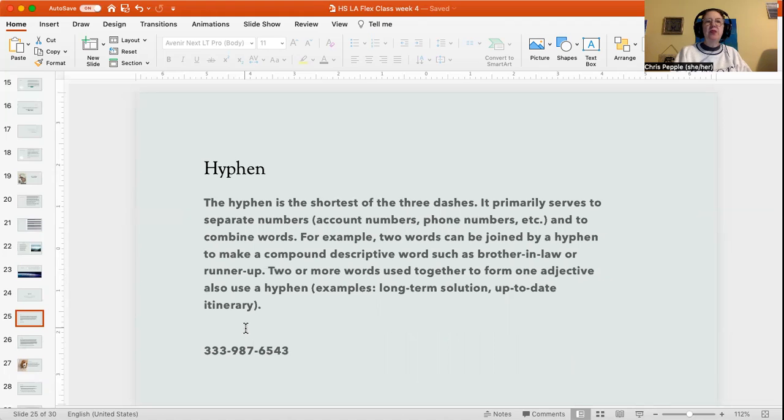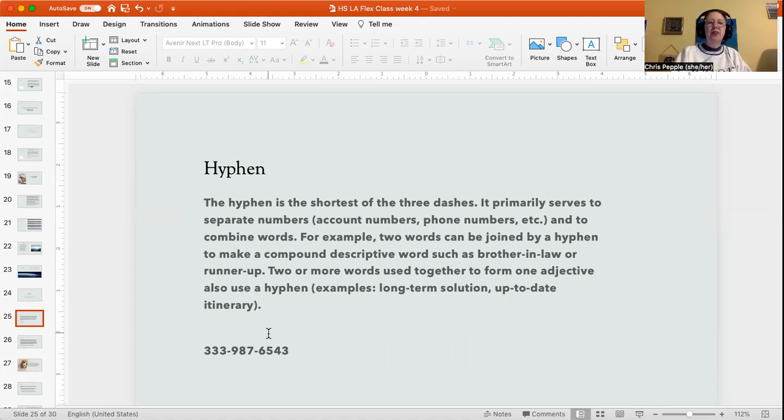Okay, grammar review. Hyphen. When we say a dash, a hyphen is what most people actually type. But the hyphen is the shortest of the three dashes. There's the hyphen, the N dash, and the M dash. N dash is spelled EN and M dash is EM.